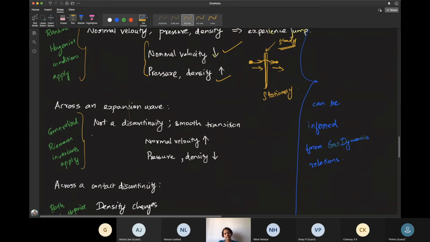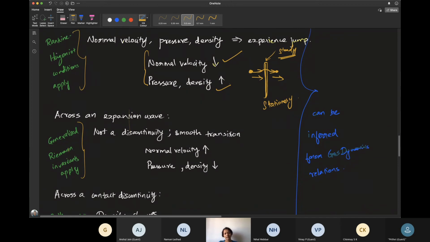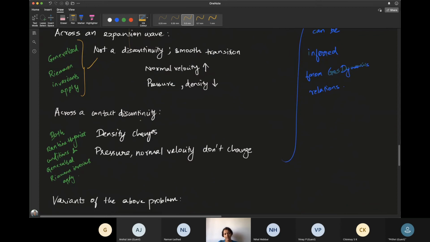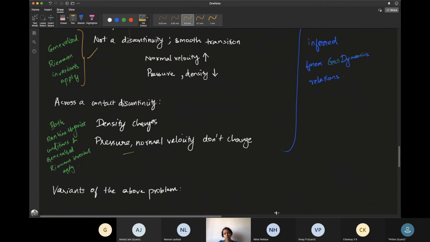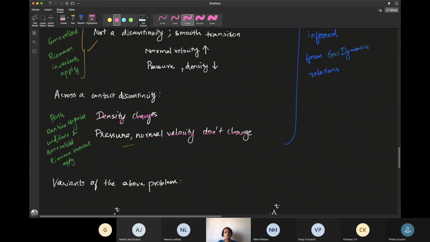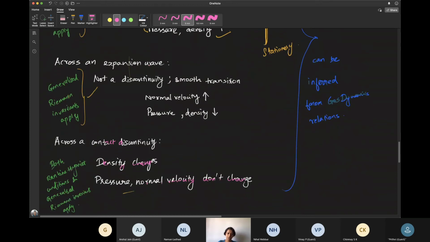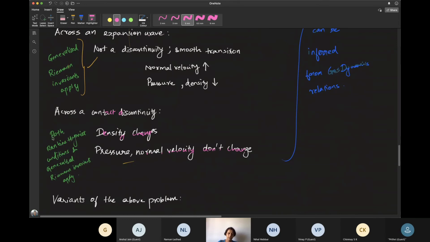So there is something known as generalized Riemann invariance. So like Rankine-Hugoniot conditions for shock waves, we have something known as generalized Riemann invariance for expansion waves. So across an expansion wave, these conditions will apply. And across a contact discontinuity, pressure and normal velocity, they don't change. Only density will change. So across the contact discontinuity, both Rankine-Hugoniot conditions and generalized Riemann invariance apply. That is, Rankine-Hugoniot conditions are for shock waves, and for expansion waves, there are generalized Riemann invariance. For contact discontinuity, both of these apply.